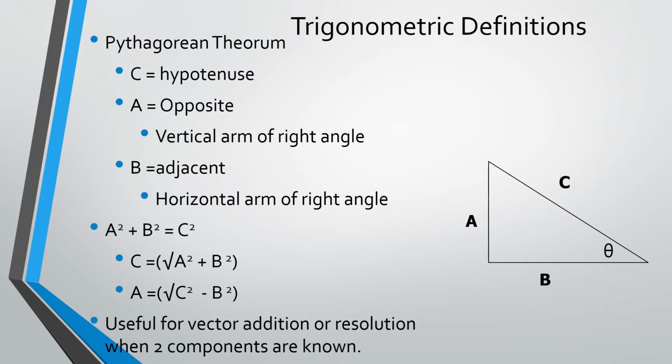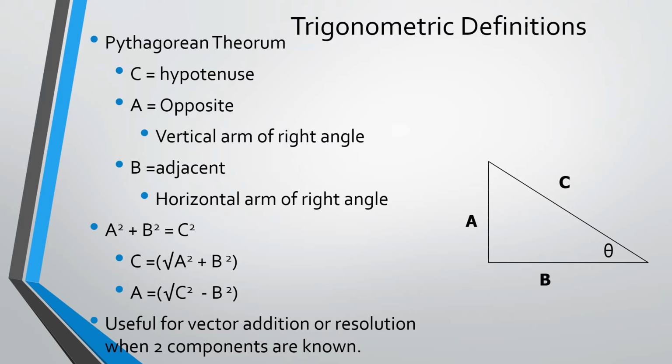So the adjacent is that arm of the right triangle that is adjacent to the angle theta, but not the hypotenuse, and the opposite is that arm of the triangle that is opposite of the angle theta, not touching the angle theta at all. I'd imagine that everybody remembers the Pythagorean theorem of a squared plus b squared equals c squared, c being the hypotenuse.